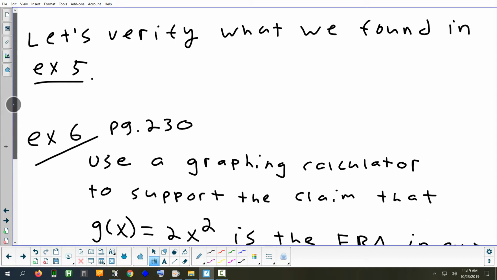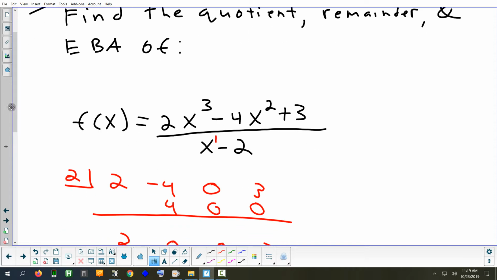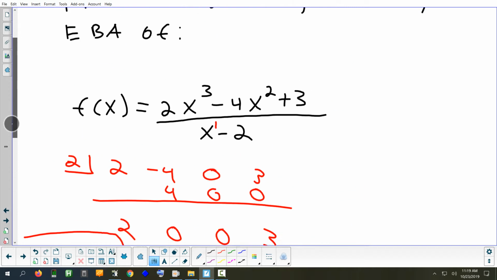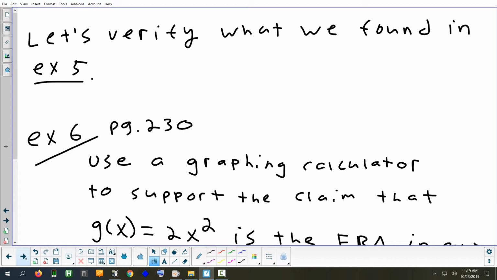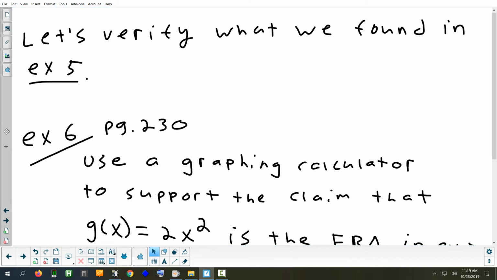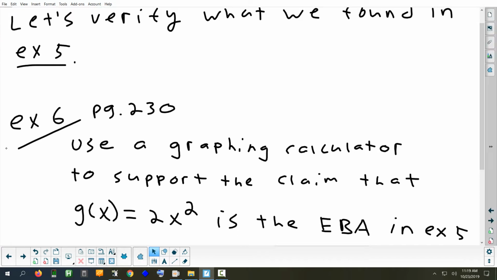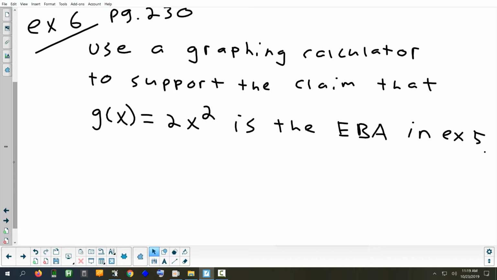Okay, so let's verify what we just did in example 5. I'm going to graph this. I'm going to graph 2x squared, and let's see if f of x is really approaching this EBA. Because this EBA we just found, 2x squared, that's a curved asymptote. It's a parabola. Okay, so to do that, I need my scroll bar on the same side as where I am. That would be helpful. And let's type in the original problem.